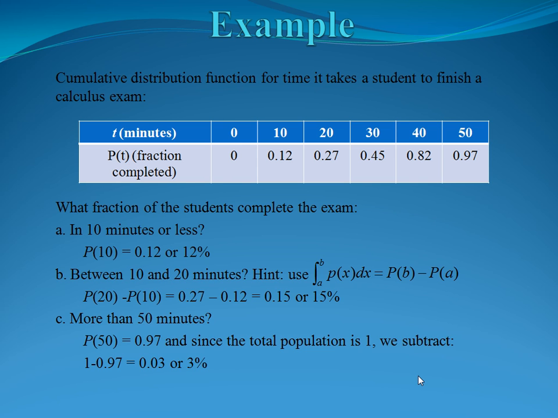The cumulative distribution function for the time it takes a student to finish a calculus exam. At time 0, 0% have finished. At time 10, 12% have finished. At time 20, 27% have finished. At time 30, 45% have finished. At time 40, 82% have finished. And by 50 minutes after the start of the exam, 97% of the students have finished the exam. So, how can we ask some questions and read the data?